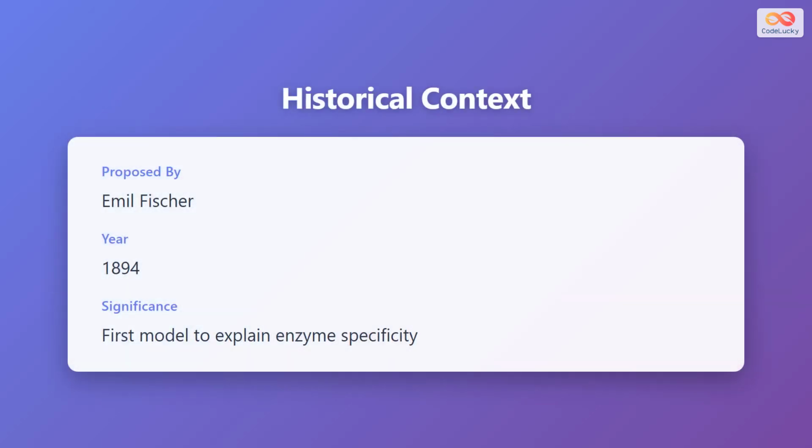The lock and key model was proposed by Emil Fischer in 1894. Fischer was a pioneering biochemist who sought to explain why enzymes are so selective in the reactions they catalyze. His model was groundbreaking because it was the first scientific attempt to explain enzyme specificity at a molecular level, laying the foundation for all future enzyme research.